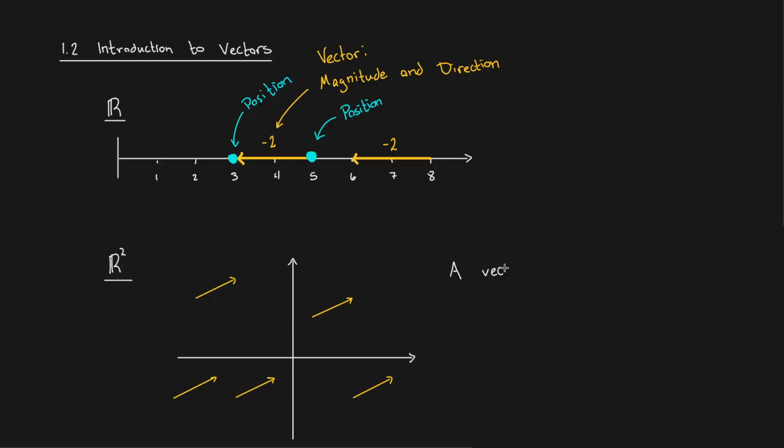A vector is a quantity with magnitude and direction, but not position.